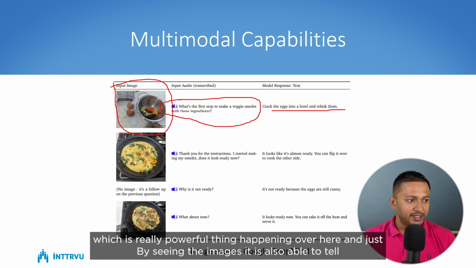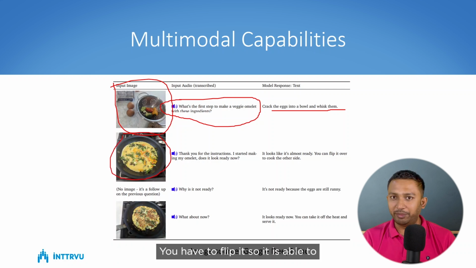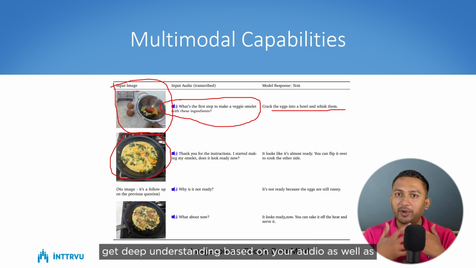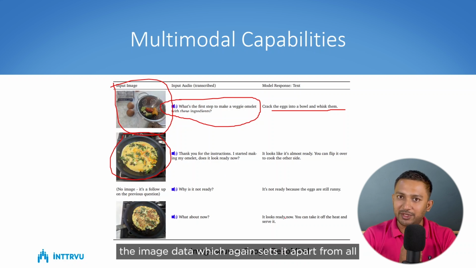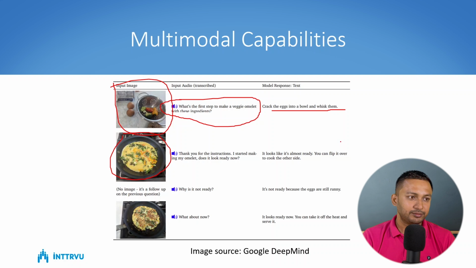And just by seeing the images, it is also able to tell you the next steps, that maybe this omelette is not ready, you have to flip it. So it is able to get a deep understanding based on your audio as well as the image data, which again sets it apart from all the previous generative AI models released till now.